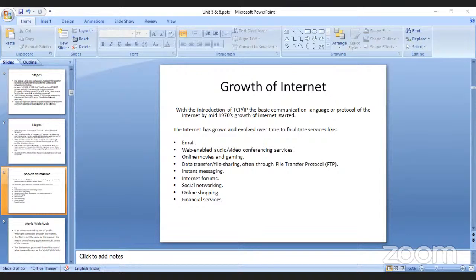Online movies and gaming. Online movies and gaming are selling like hot cakes these days. It has become very common and very famous, and everybody is watching and playing games. Data transfer, file sharing, often through file transfer protocol. Any data you have to share, any file you have to share, within no time you can send it via email. And also the storage has become very easy because of this.